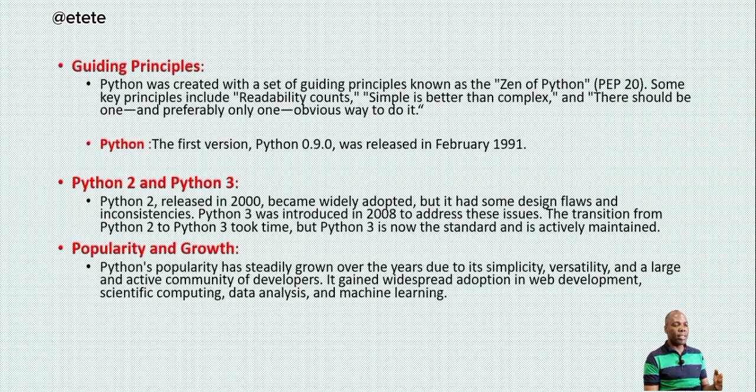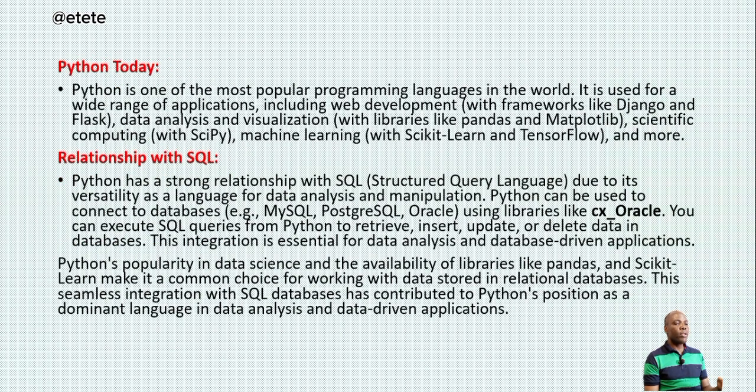Python's popularity has steadily grown over the years due to its simplicity, versatility, and a large and active community of developers. It gained widespread adoption in web development, scientific computing, data analysis, and machine learning. Python today. Python is one of the most popular programming languages in the world. It is used for a wide range of applications, including web development, data analysis and visualization, scientific computing, machine learning, and more. Python has a strong relationship with SQL, structured query language, due to its versatility as a language for data analysis and manipulation.